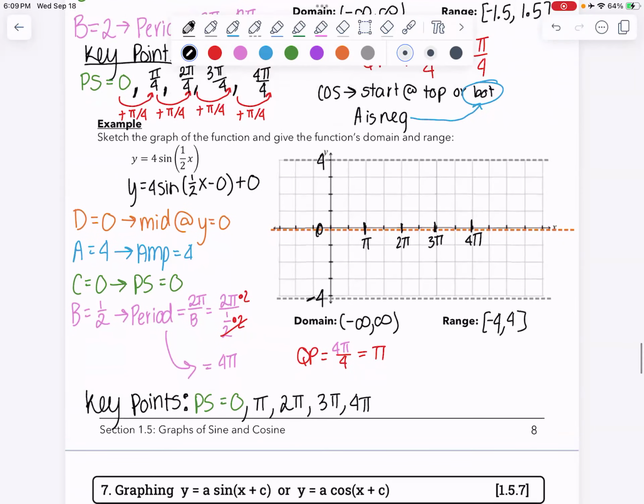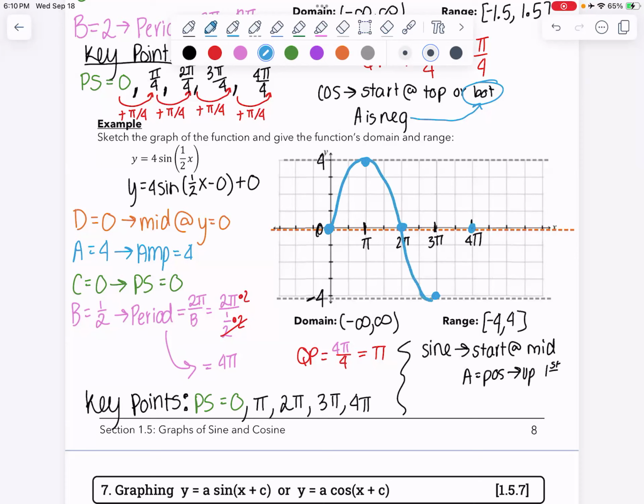I have a sine function. So that means we start at the midline. And a is 4, a is positive, which means we go up first. So I start at the midline, and I go up to my next important x value, then down, down, up. Oops, that last part didn't look right. Concavity was wrong there. And there it is.